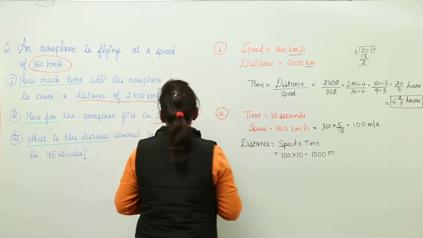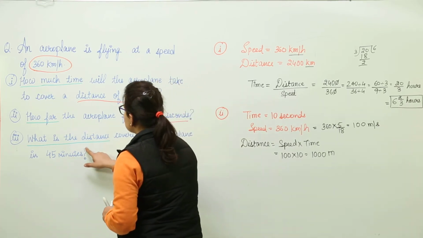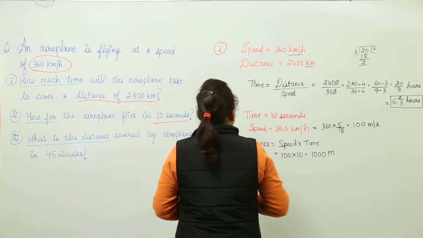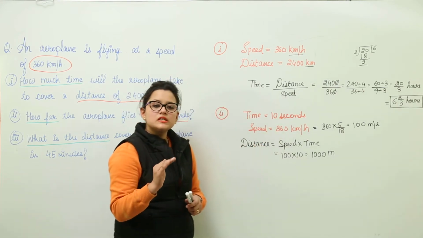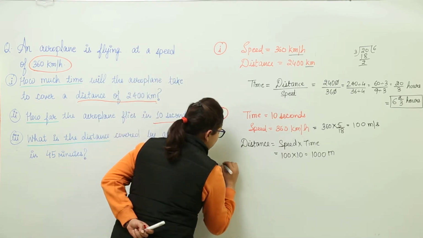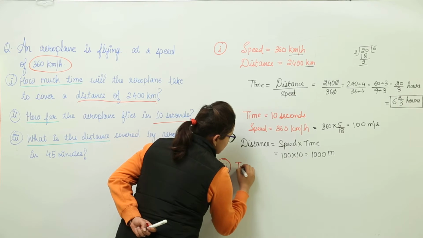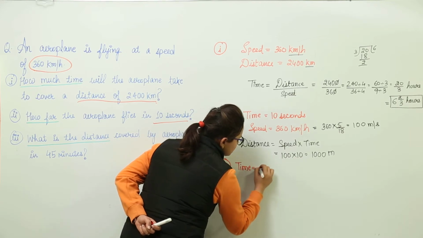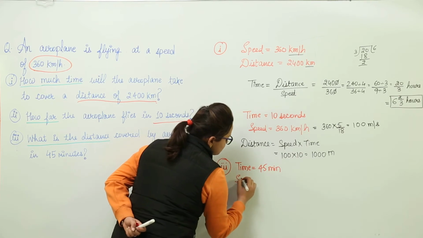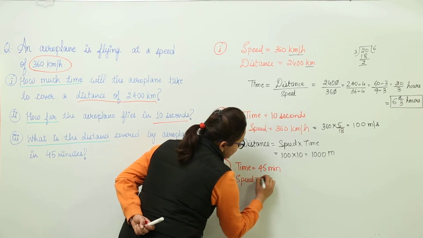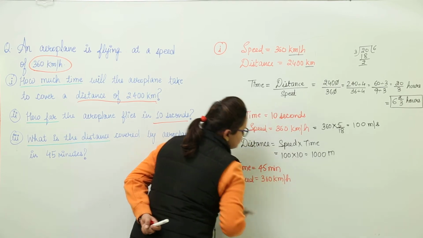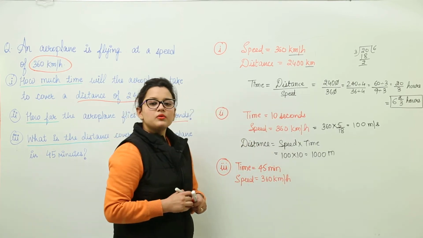The third part of the question is, what is the distance covered by the aeroplane in 45 minutes? Now again you have to calculate the distance only, but here the time has changed. So let us write that down. Now the time has changed to 45 minutes. So let us write that 45 minutes as the time. We have the speed of the aeroplane already given to us as 360 kilometers per hour. And we have to find out the distance.